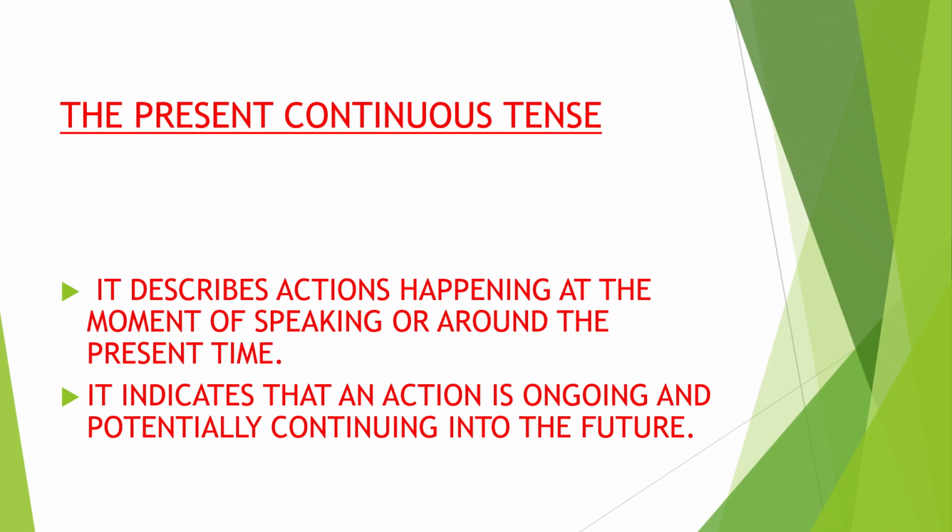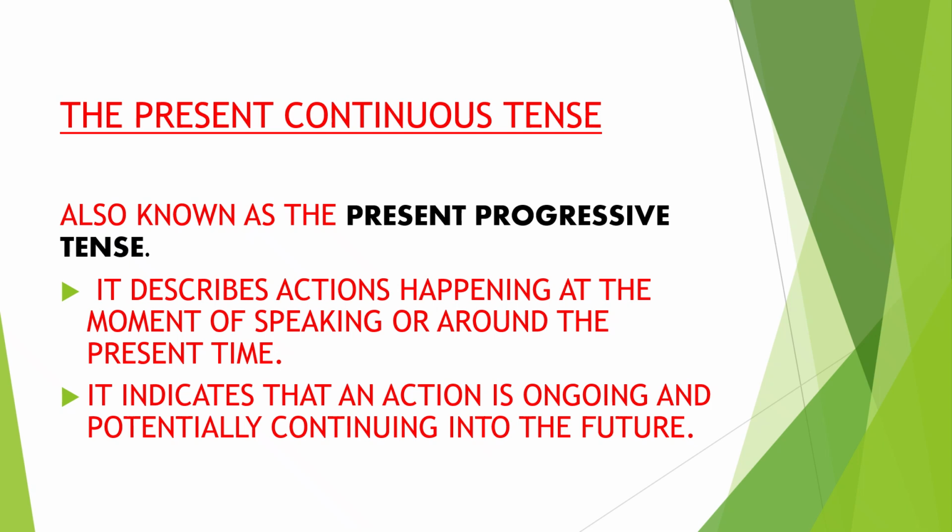The present continuous tense, also known as present progressive tense. It describes actions happening at the moment of speaking or around the present time. It also helps indicate that an action is going on and potentially continuing into the future. We normally use this tense to talk about actions happening at the time of speech.